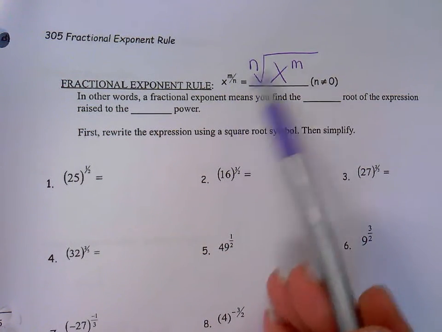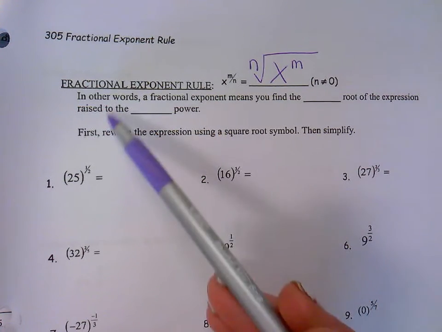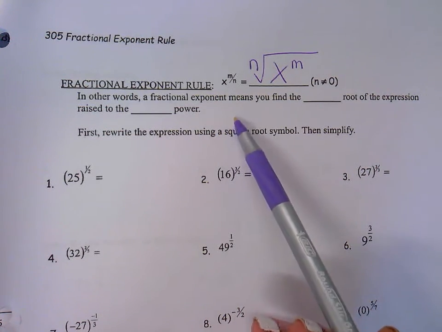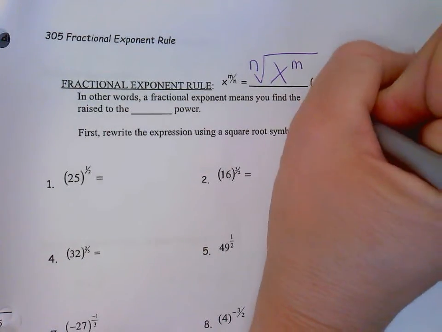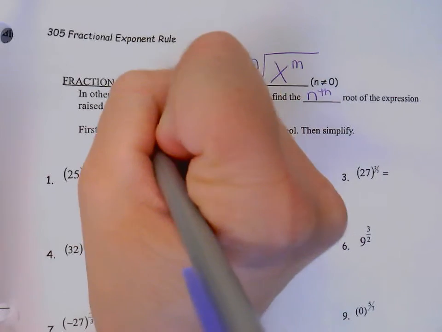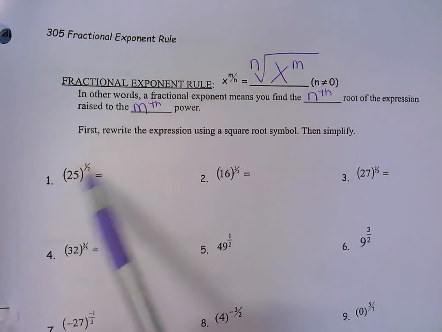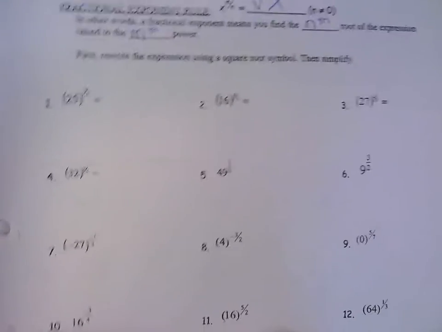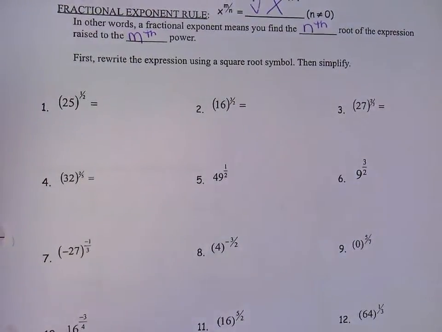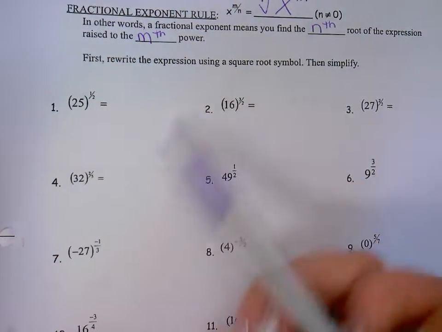So it could be a square root, a cube root. In other words, a fractional exponent means you find the nth root of the expression raised to the m power. So it's not multiplying by a half. That's the biggest thing I can emphasize. There's no multiplying going on. You're rewriting it using a radical.